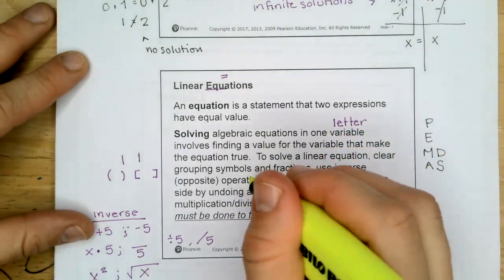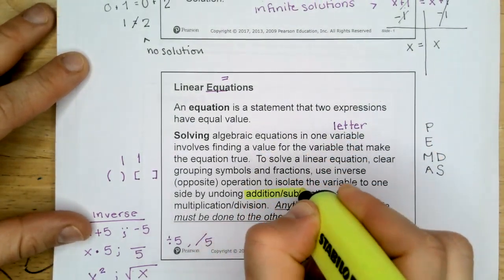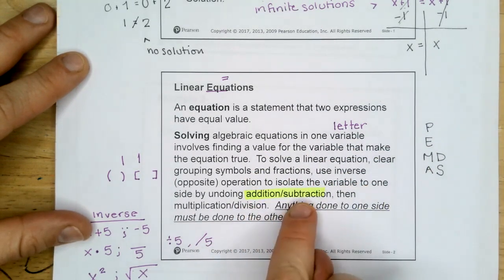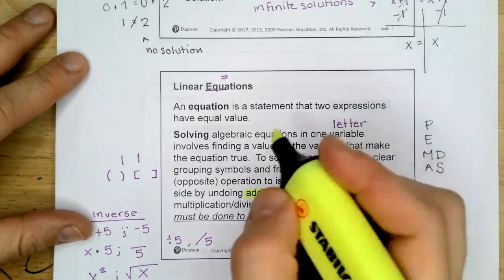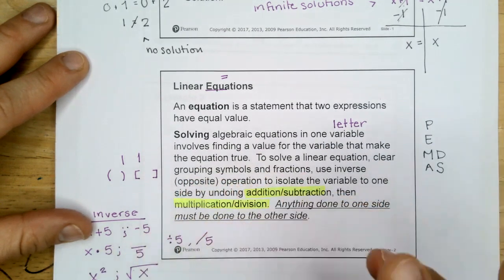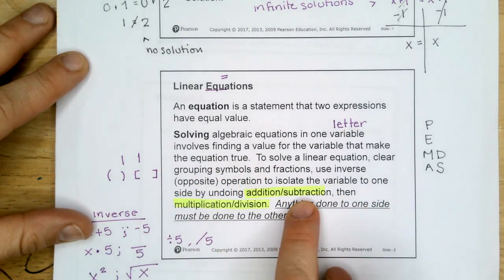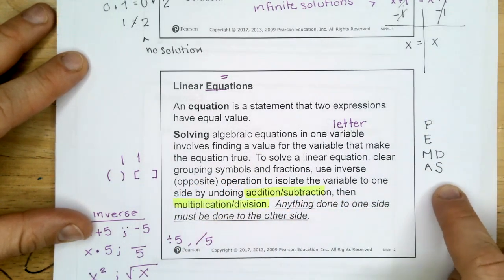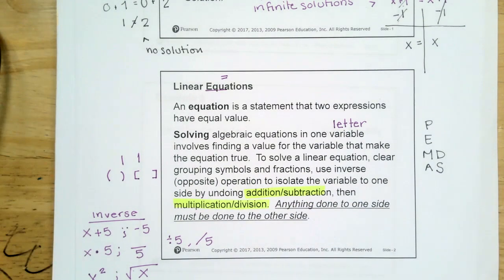So you're going to do the reverse of PEMDAS, okay? You add or subtract first, and then you multiply and divide. You only multiply and divide after you add and subtract, even though that's the opposite direction of PEMDAS, okay?